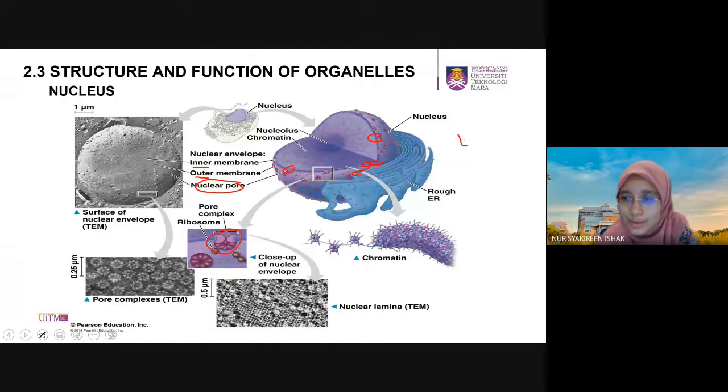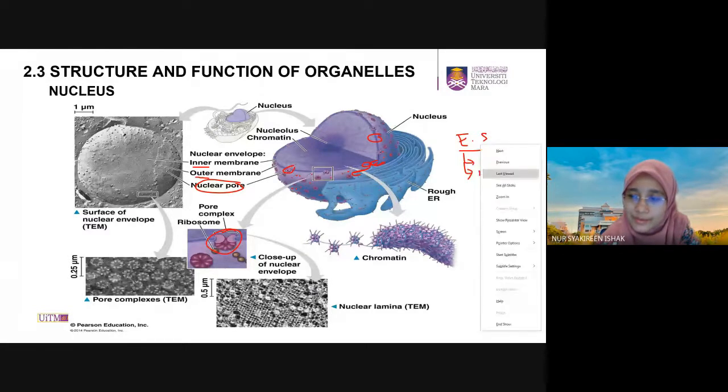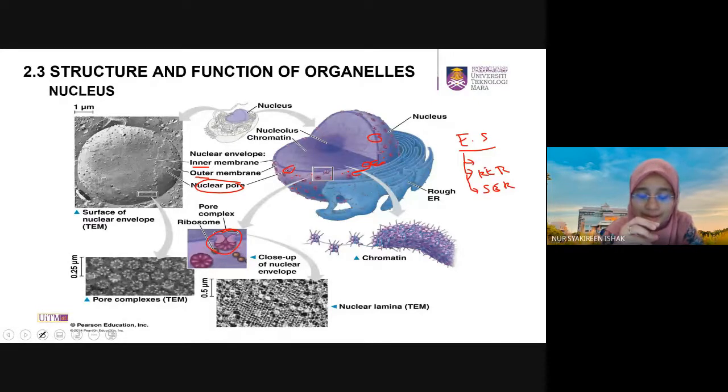Just now, looking at the components of the endomembrane system, you have the nuclear envelope, the membrane of the rough ER, and the rough ER is directly connected to the membrane of the smooth ER. So these membranes are connected directly. Okay, let's look first at the nucleus.